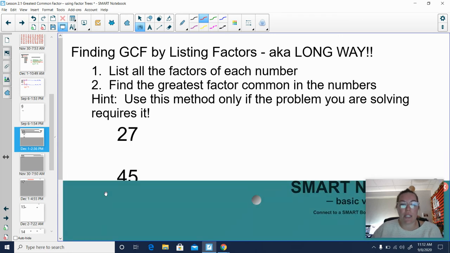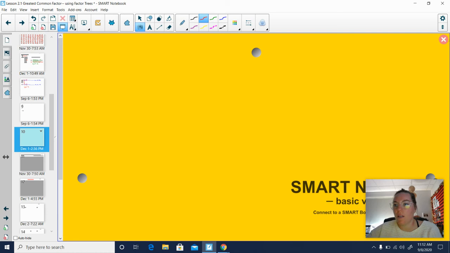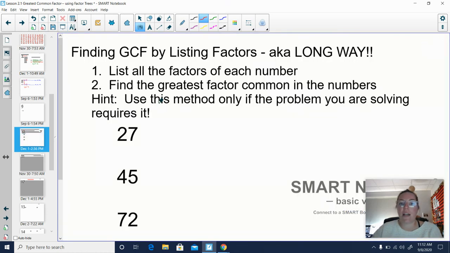So this is what we just did. Okay? You can list all of the factors for each number. Find the greatest common factor in the number. So if you would like to, please put this in your notes. Okay, we call this the long way because the bigger the number, the more factors it has, which means that it can take longer for us to actually list them out.